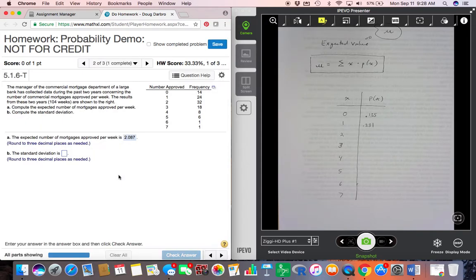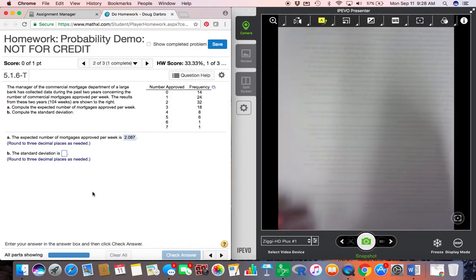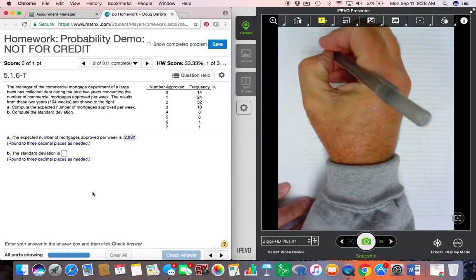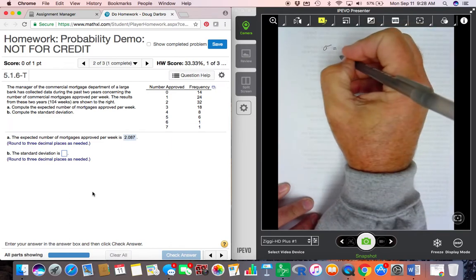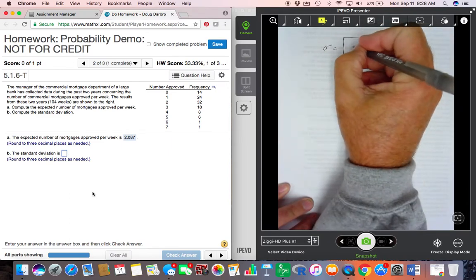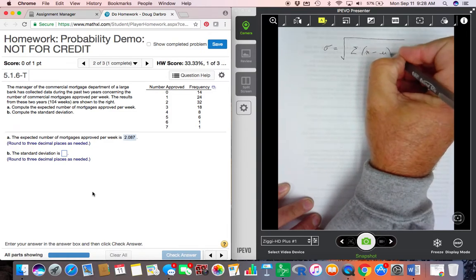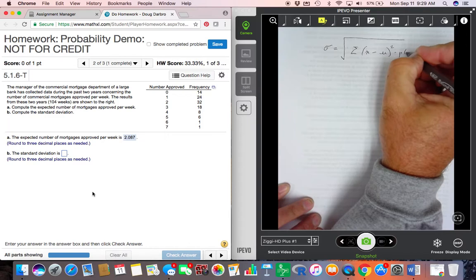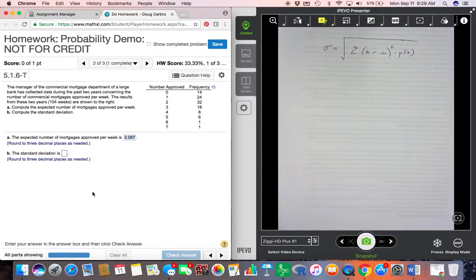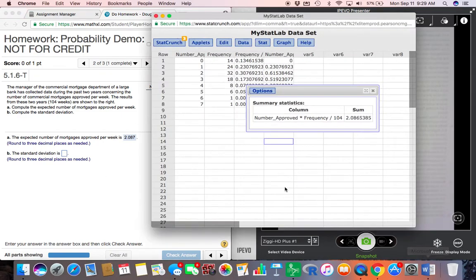All right, now the standard deviation is a little harder to find. I mean, not much. But remember, the standard deviation is just the square root of the sum of each of the x's minus the mean quantity squared times the probability of x. So we've got a little bit more work to do here to find the standard deviation. Okay, so I'm going to go over and again do this in StatCrunch because I think it's just going to be easier.